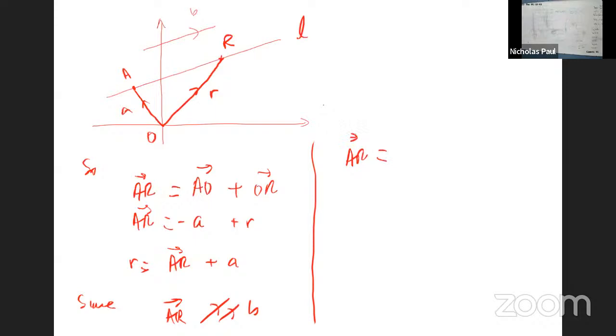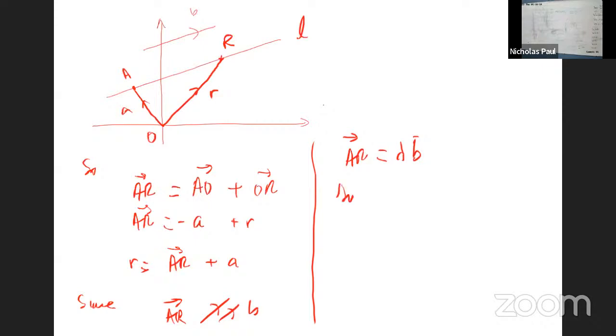What do we know about parallel vectors? If two vectors are parallel, they are multiples of each other, right? So therefore, AR is some constant lambda times B. Are you okay with that? AR is some multiple of B.